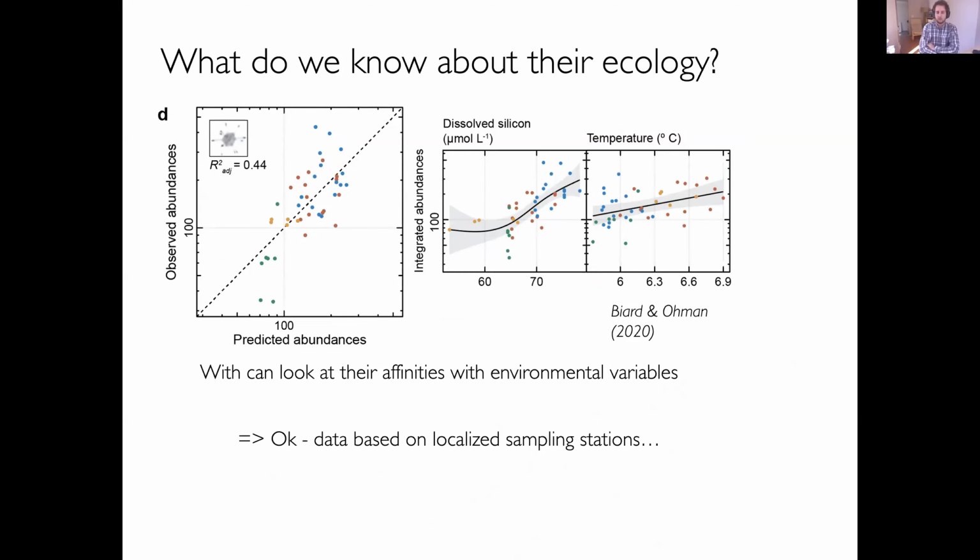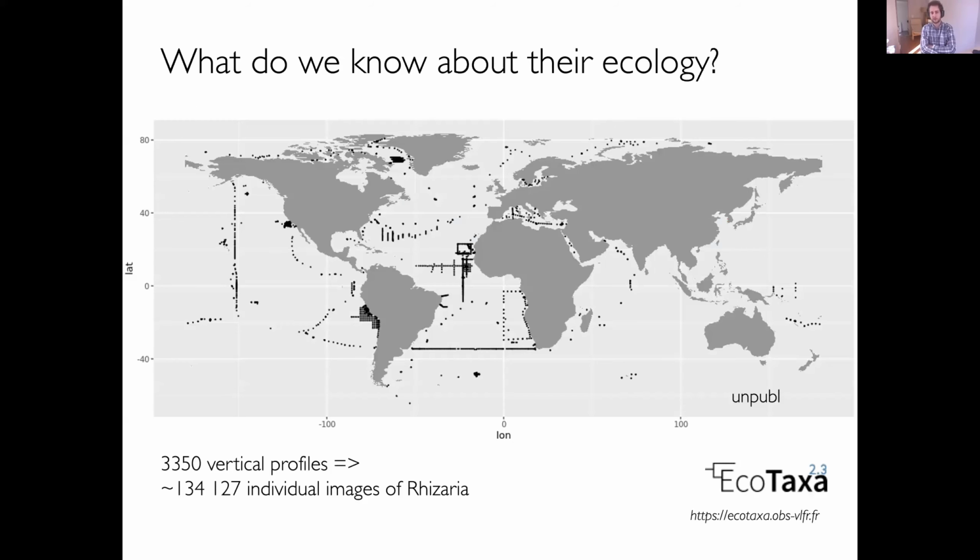So you could say, okay, well, this is based on very localized sampling stations that were made in the California Current. So can we do this at a global scale? The answer is yes, we could, because we could use some of the very large collection of in situ images that are hosted in EcoTaxa. So you have the link down below. And on this website, we have something like 3,000 vertical profiles. And in these 3,000 profiles, we have more than 100,000 individual images of rhizarians that are distributed in different places of the ocean.